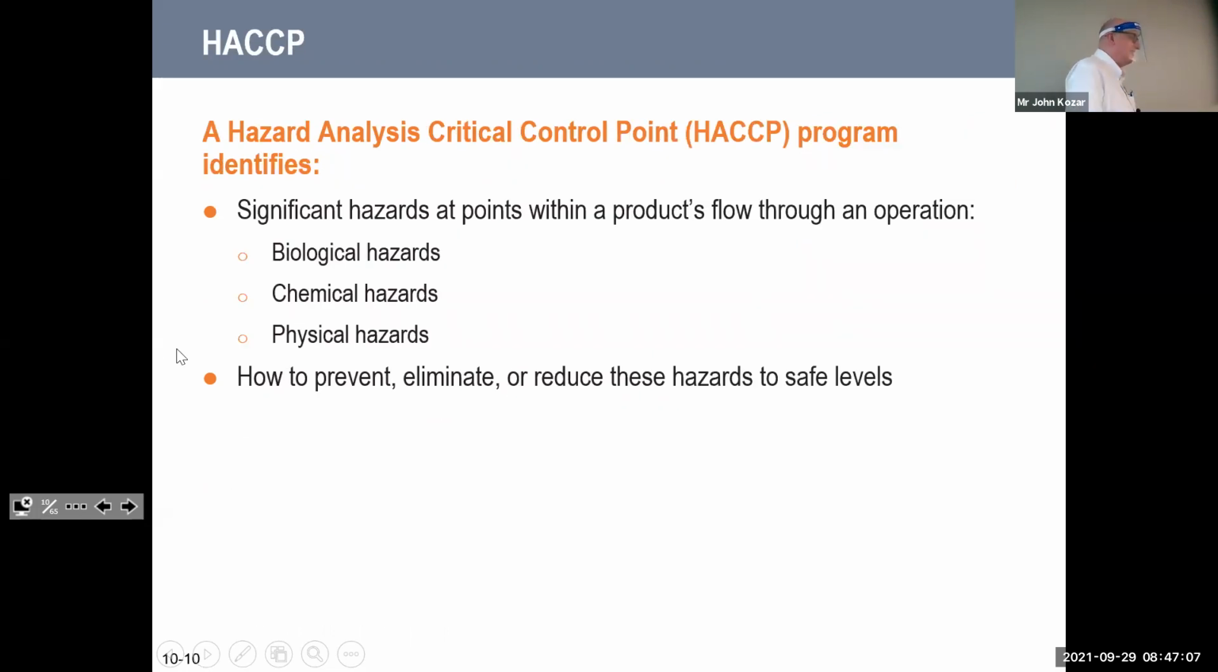Okay, so a specific program is called HACCP. It stands for Hazard Analysis Critical Control Point. It identifies the significant steps through the flow of food that your food could be exposed to biological, chemical, and physical hazards. And we're going to focus on the most critical of these. So we're going to work on preventing, eliminating, or reducing these hazards to safe levels. Most of it has to do with bacterial growth.